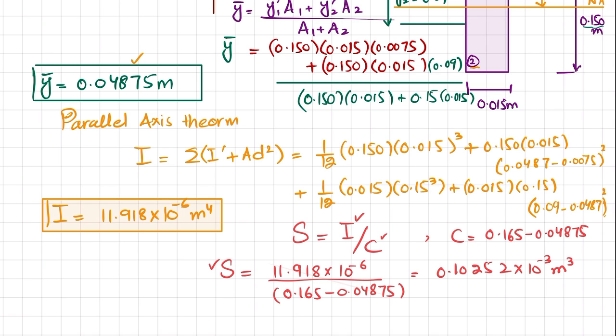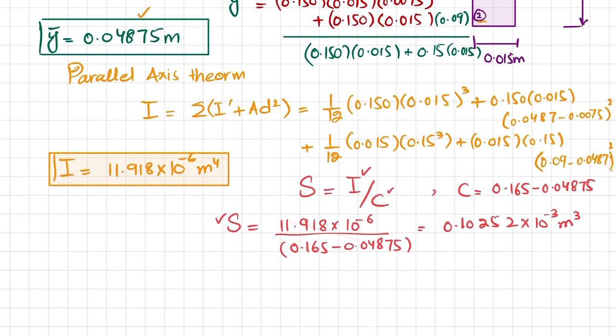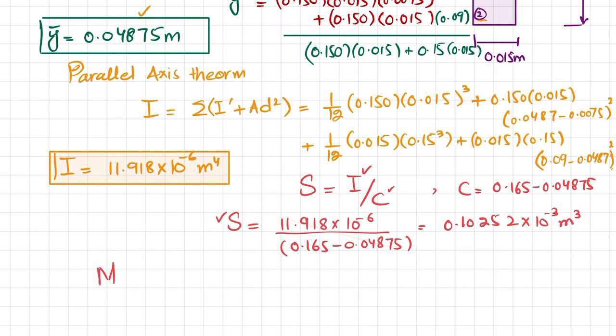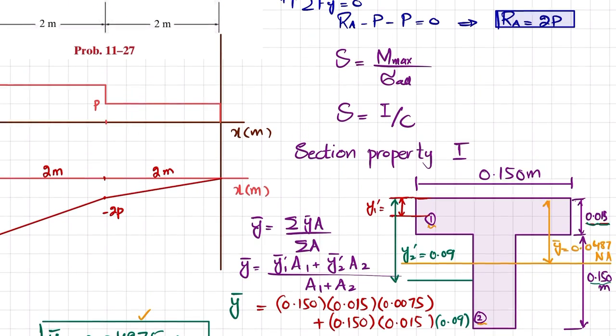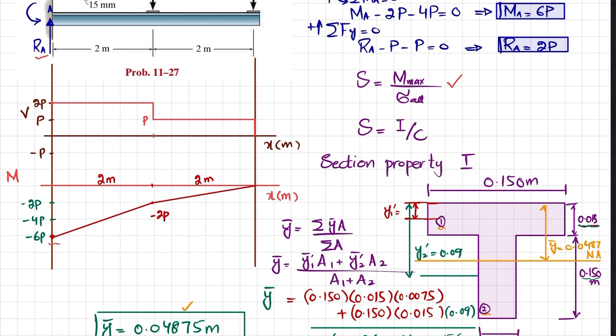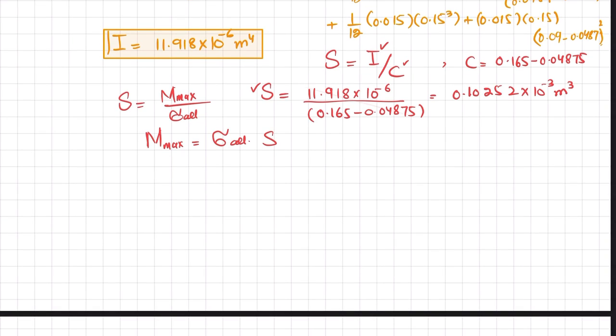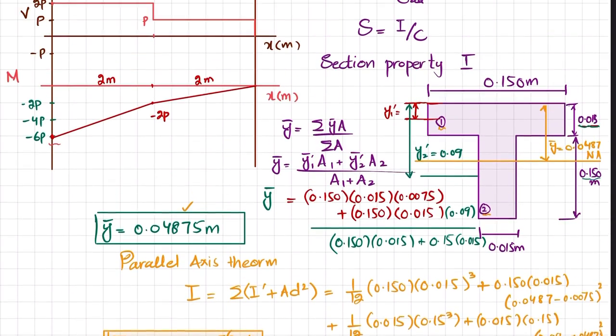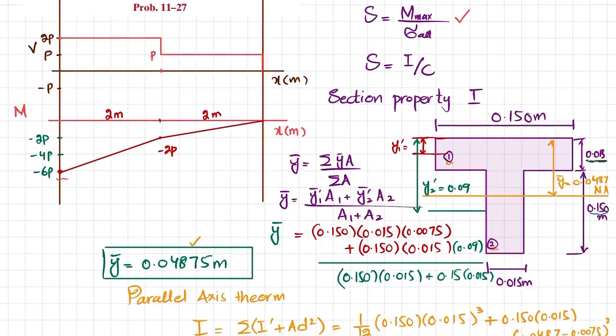Now you have section modulus, you have maximum bending moment, clear? So we know that maximum bending moment is equal to allowable stress into section modulus. I will write section modulus is equal to maximum bending moment divided by allowable bending stress, that was given over here, clear? So maximum bending moment, you can see, is minus 6P. Absolute value of maximum bending moment is minus 6P or 6P, because this is absolute value. Clear? And allowable stress is also given over here, which is 170 megapascal.